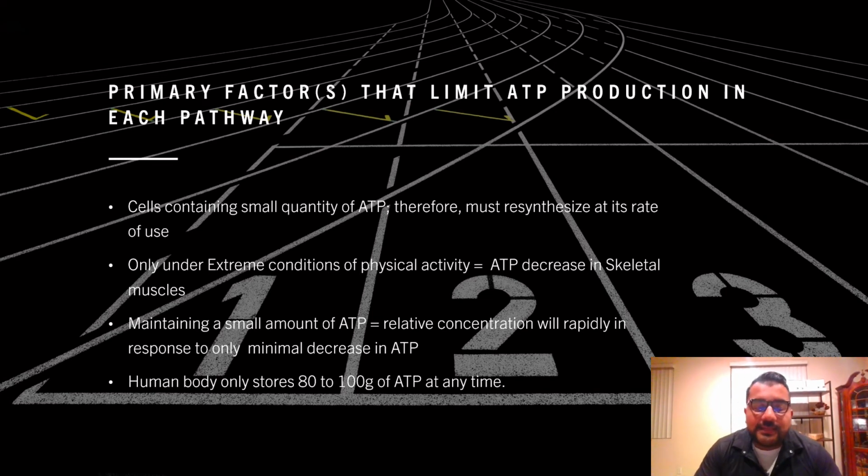So when looking at ATP production, we do know that the human body only stores around 80 to 100 grams of ATP at any time, but again, it depends on whether the person is sedentary or considered to be very active.